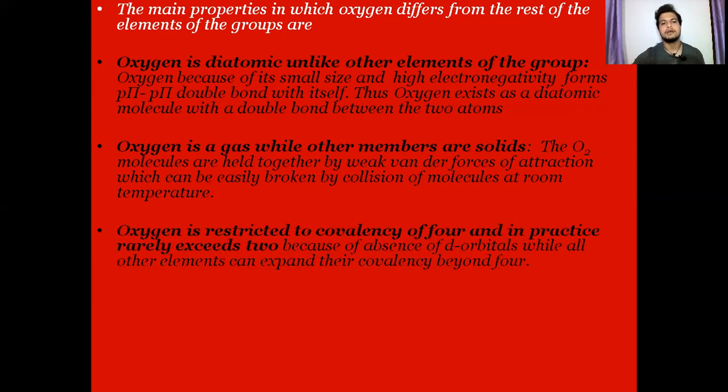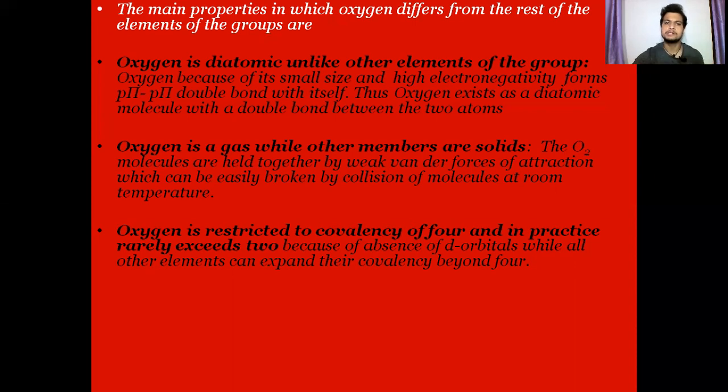Oxygen is restricted to covalency of 4, but rarely it shows covalency of 4. In practice, it shows an oxidation state of 2. So maximum it can go for 4 theoretically, but in practice it always shows oxidation state of 2. But remember that if you take other elements of this group like sulfur, selenium, tellurium, they can exceed the covalency of 4 and go beyond that also. They can go for 6 also.